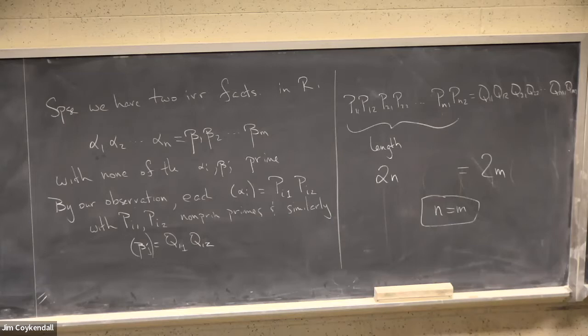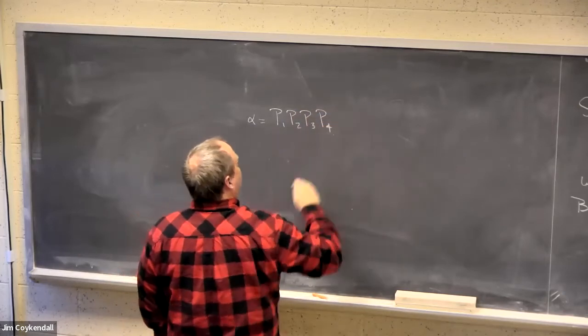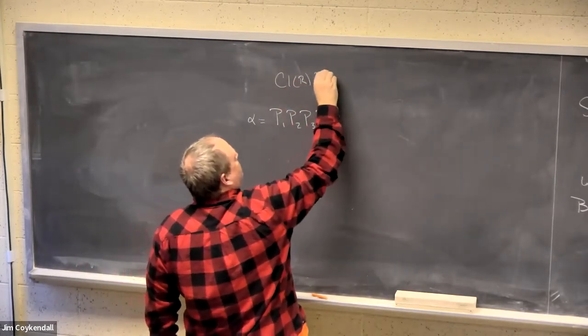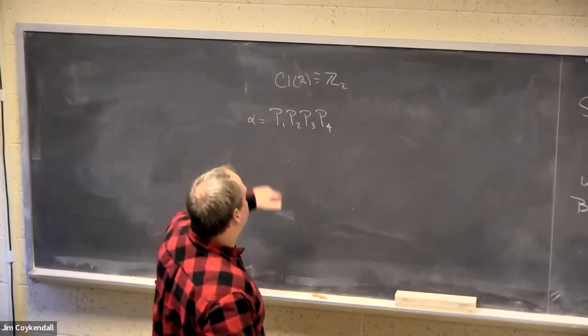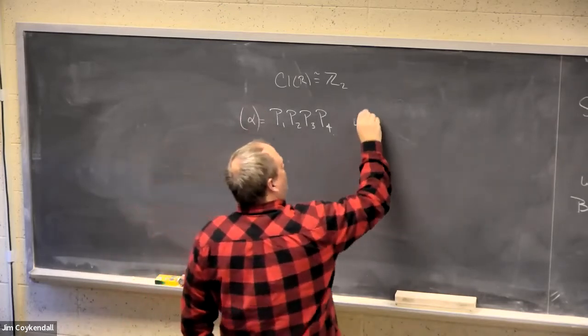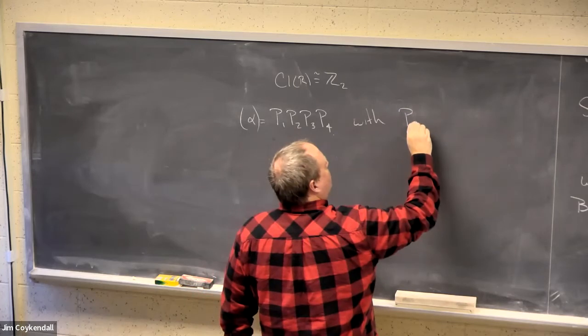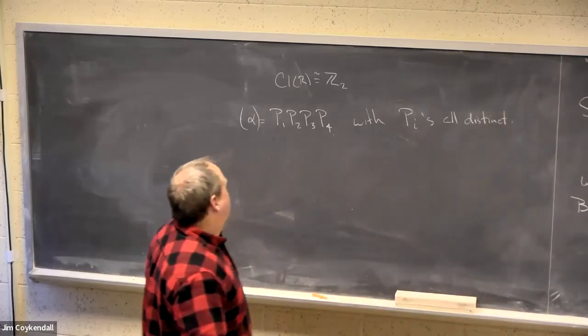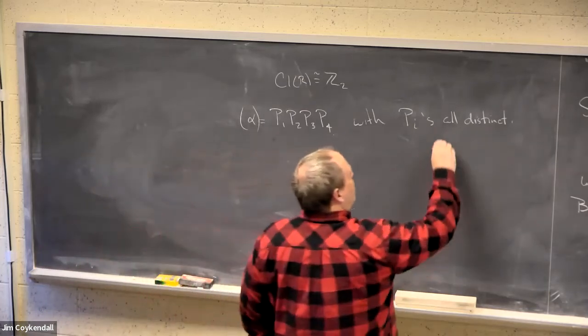Notice that, let me point out that if you have, let's suppose, so this is not part of the proof, this is just kind of a side note. We have P1 through Pn all distinct.